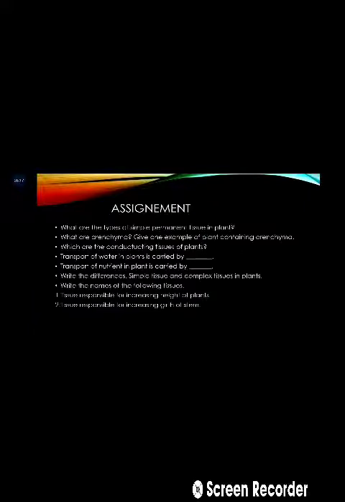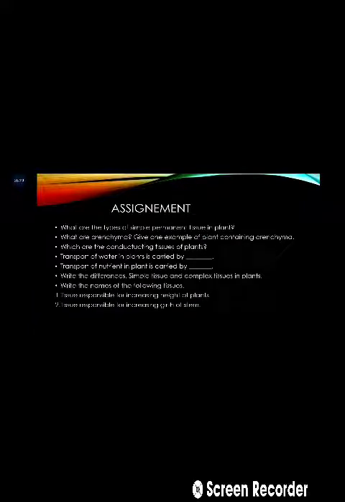So remember, xylem helps in movement of water and mineral nutrients from the roots to the upper part of the plants, whereas phloem transports sugars and amino acids from the upper parts of the plant, that is from the leaf, to all the other parts of the plant where nutrients are needed. So this is all about the permanent tissue types.